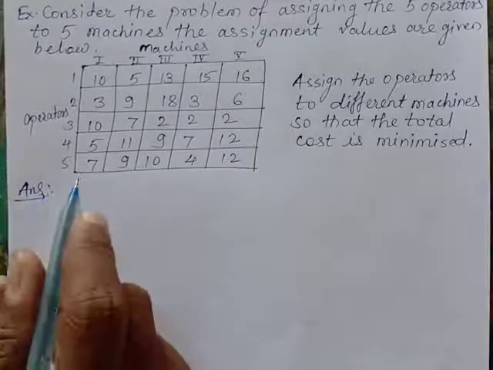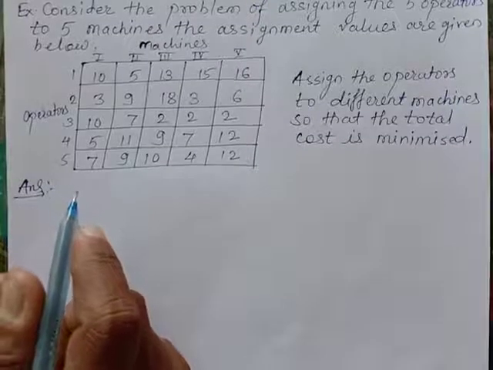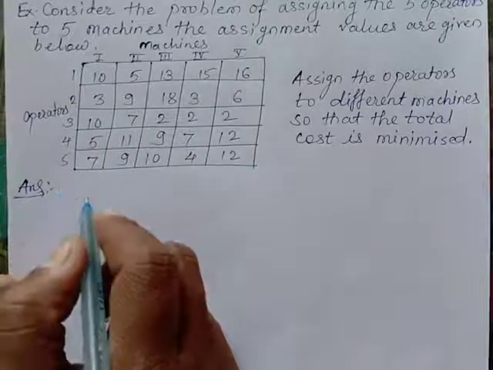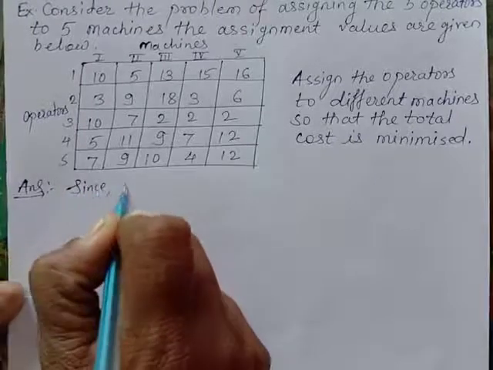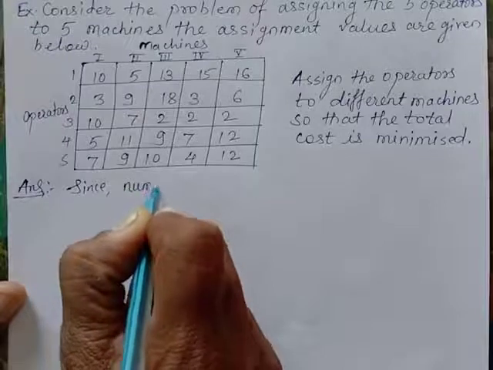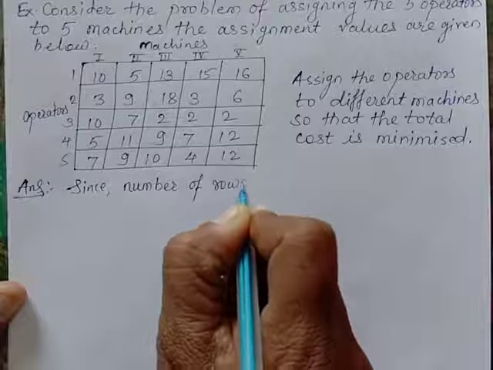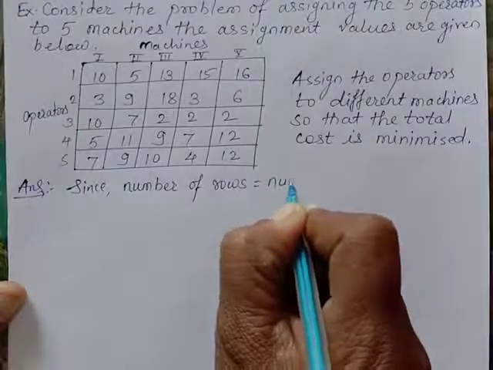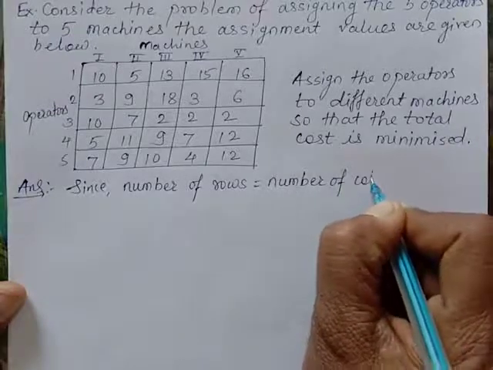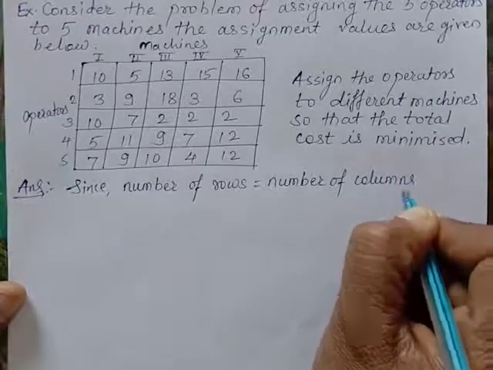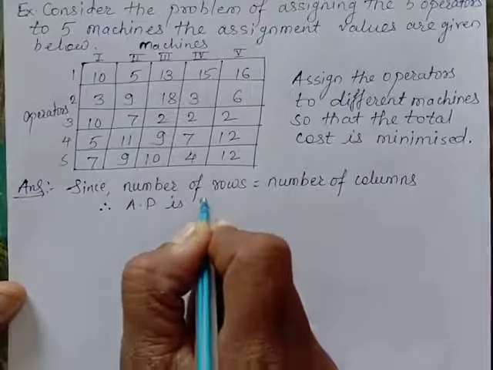Now here first of all we have to look, is it balanced or unbalanced? Now you know number of rows equal to number of columns, so it is a balanced assignment problem. Since number of rows equal to number of columns, therefore AP is balanced.